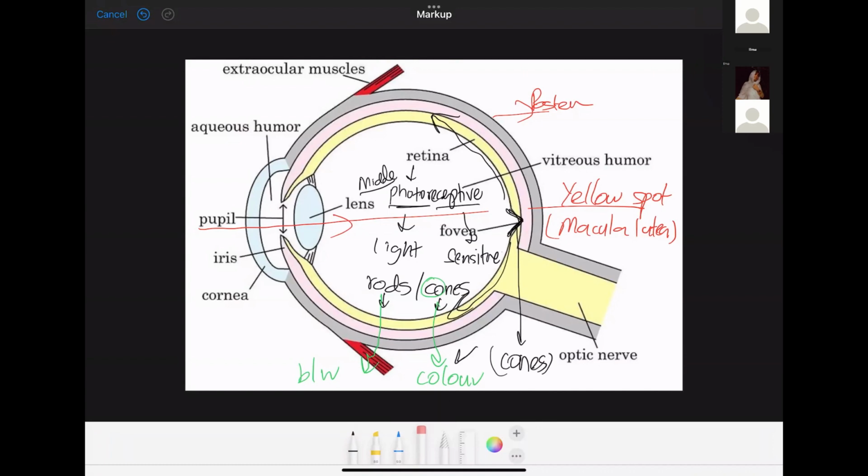There are fewer cones. When you go forward, there are fewer cones than rods. That means rods are higher, cones are low. But here, at the center of the yellow spot, that is the fovea, you have only cones. So you can see cones only, and when you go forward, cones decrease and rods increase. Okay, so that's what you have to say there.